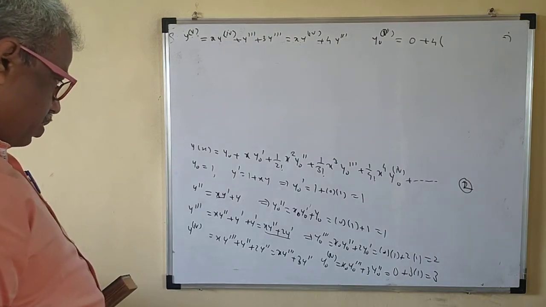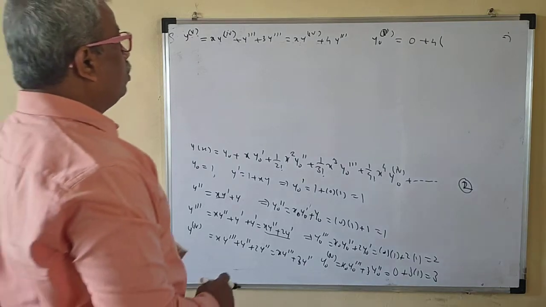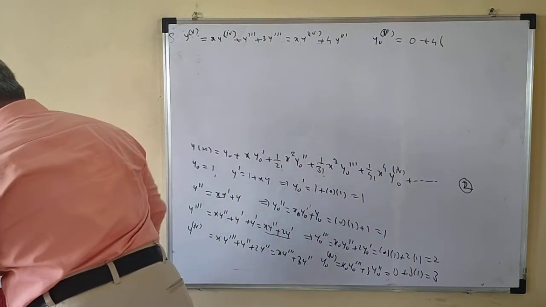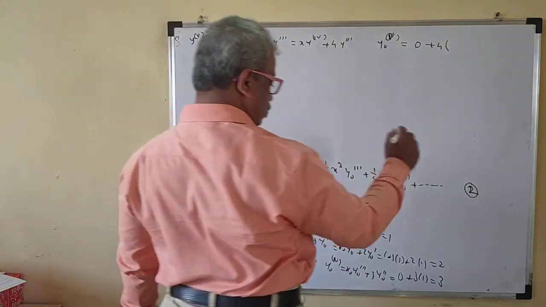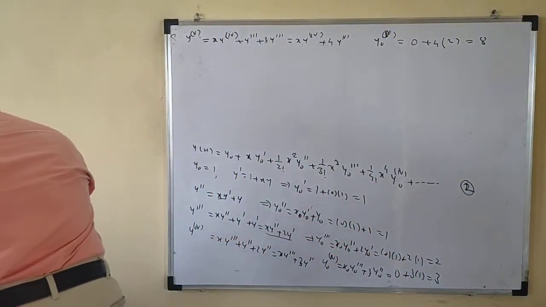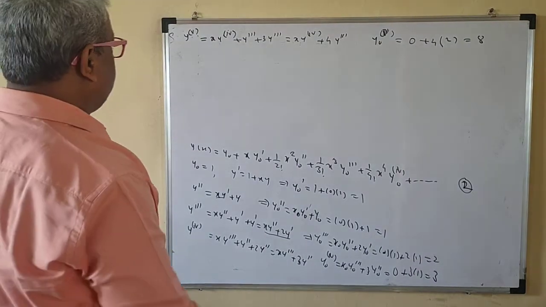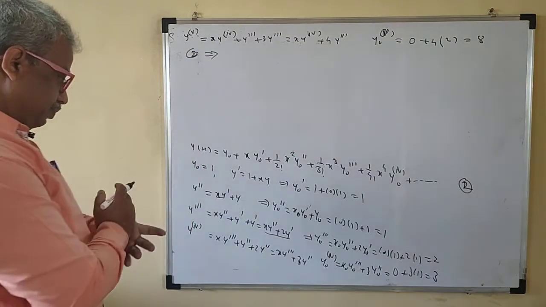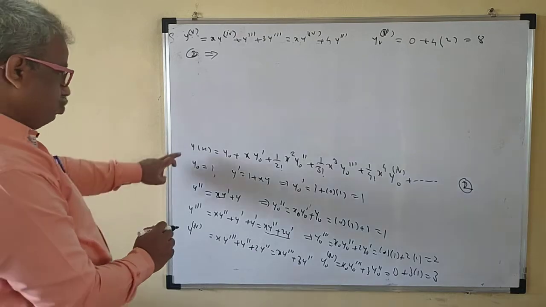Okay, so the third derivative is 2 now. Third derivative 2, so this will be 8 now. This will be 8. So we'll put that here now. So this implies what we get.